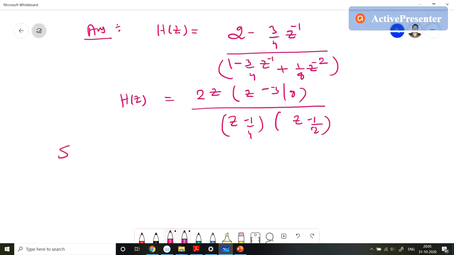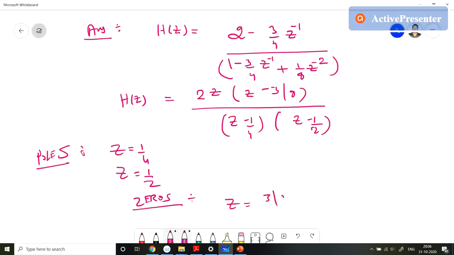So let us discuss the poles and zeros. The poles are z = 1/4 and z = 1/2, and the zeros are z = 3/8 and z = 0. So z = 0 and z = 3/8 are the zeros, and z = 1/4 and z = 1/2 are the poles.